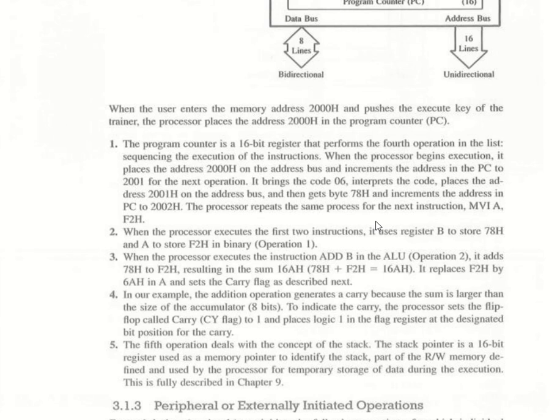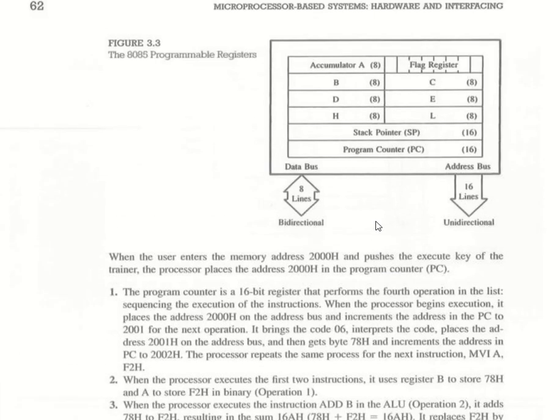The fifth and final operation deals with the concept of the stack. The stack pointer, the 16-bit register used as a memory pointer to identify the stack, the part of read write memory defined and used by the processor for temporary storage of data during execution only, which we will be studying later on. But for now, let's keep it till here today. We will be seeing the pin diagram and everything in upcoming lectures.